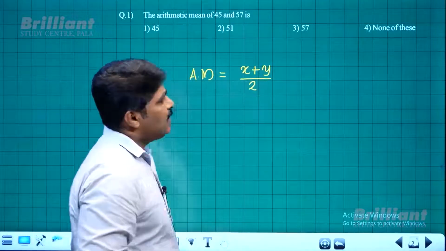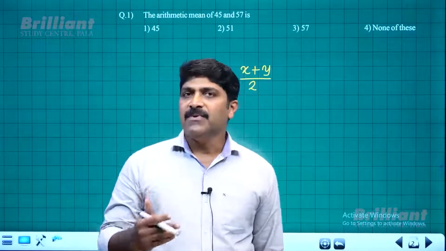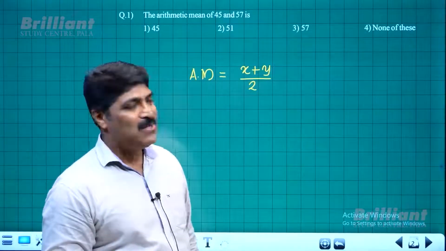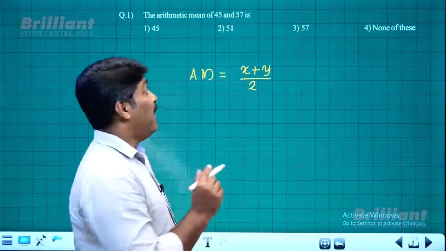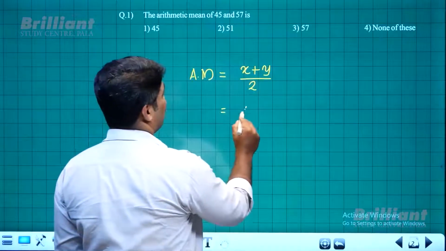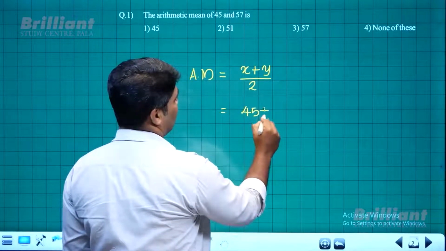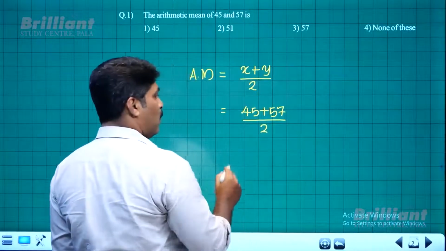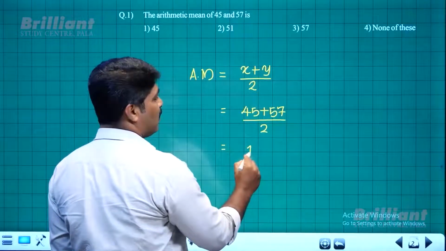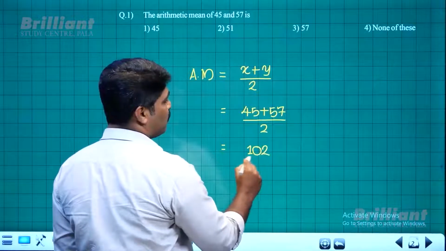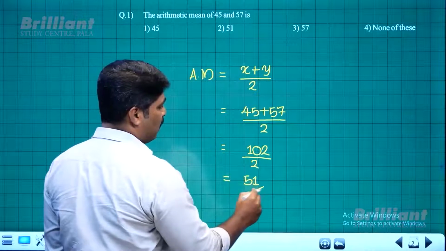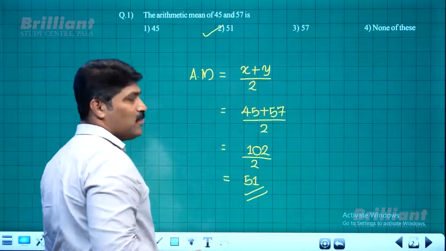So basically, this arithmetic mean acts in the form of average. So here we are considering what is the average of two numbers. If you have two numbers like 45 and 57, just add them together, then divide by 2. What you will get? Adding these values, you will get 102 divided by 2. The answer is 51. So the answer is option 2.